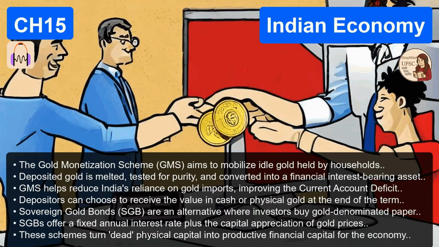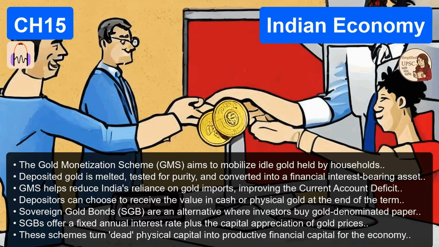Moving on from digital money, speaking of assets sitting idle, Sanjeev Verma also highlights the gold monetization scheme. We Indians love our gold. We're culturally obsessed with it. We hoard it. Estimates suggest Indian households and temples hold over 20,000 tons of gold. That's a staggering amount of wealth.